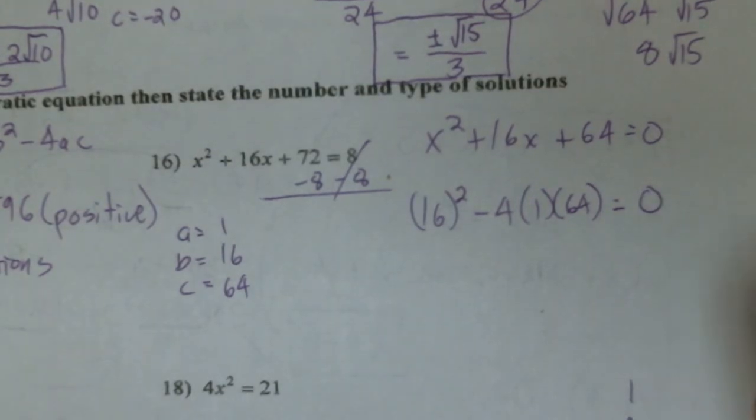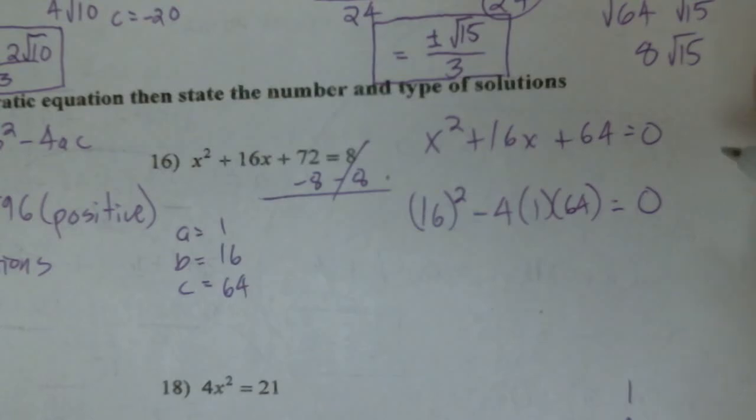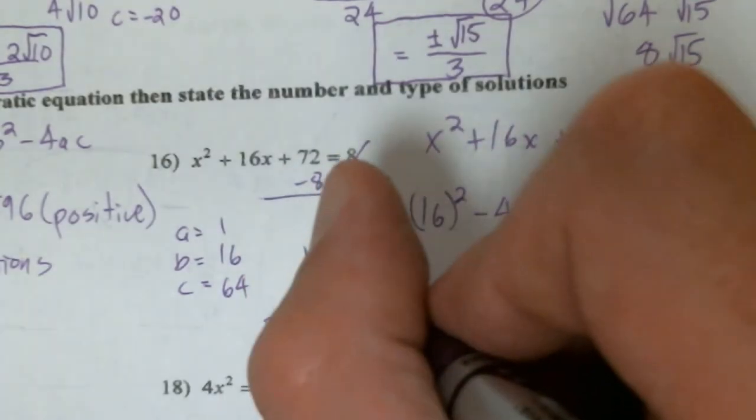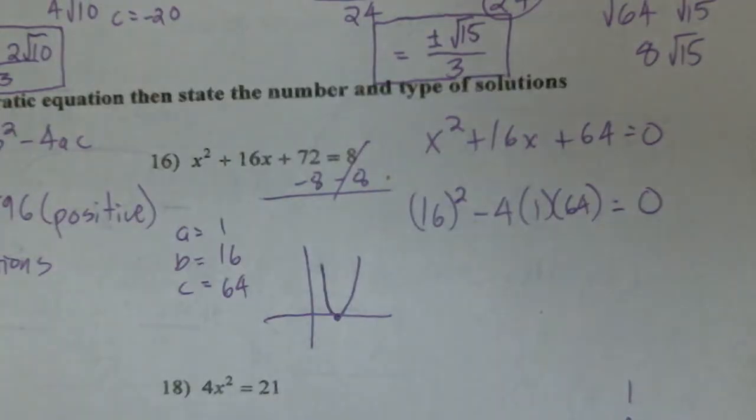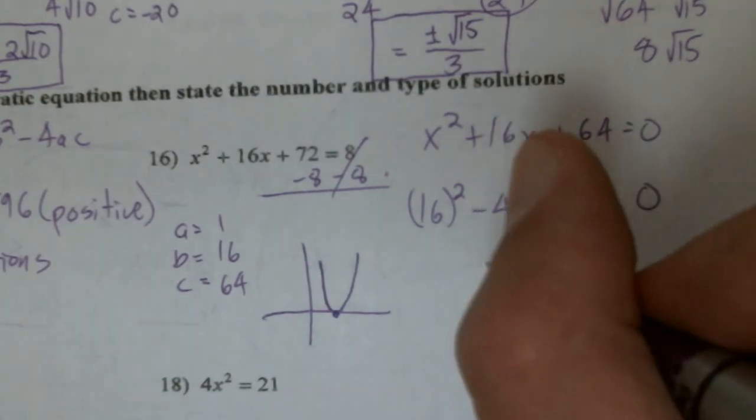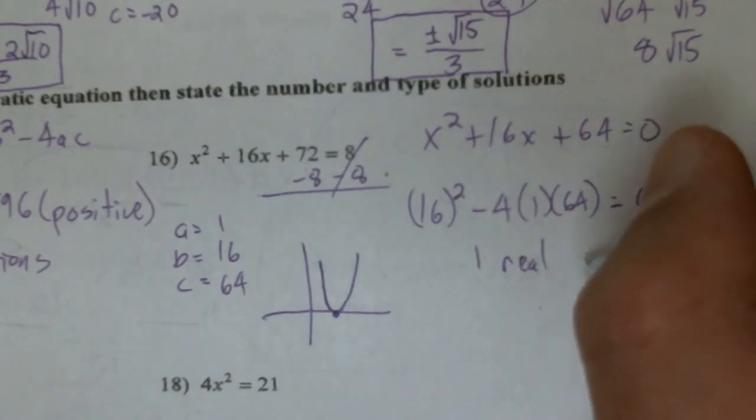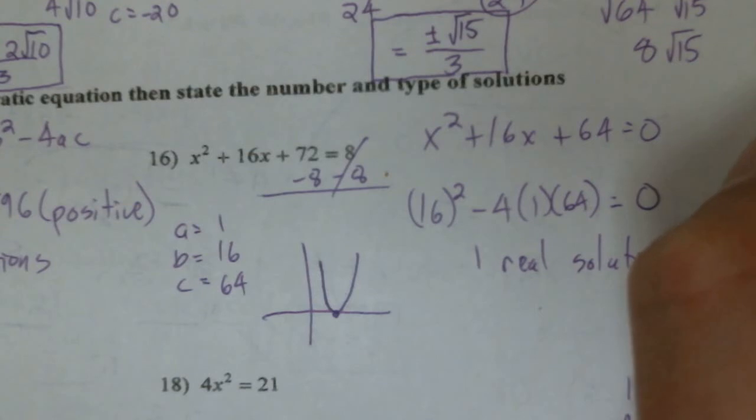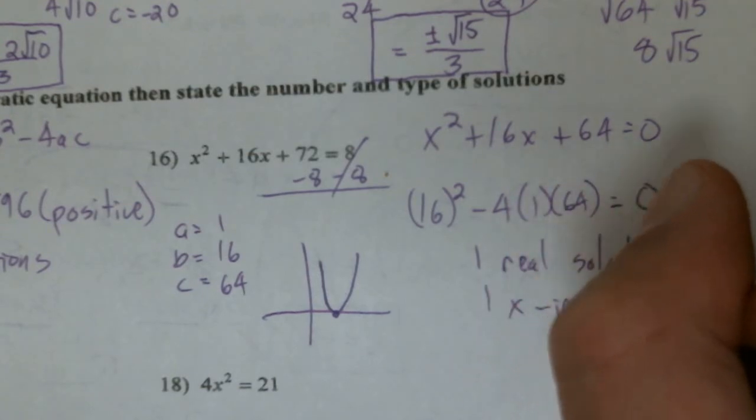Okay, so when your discriminant is 0, that means you have a quadratic that's going to come down and barely touch the x-axis in just one spot. So I'm going to have 1 real solution and 1 x-intercept.